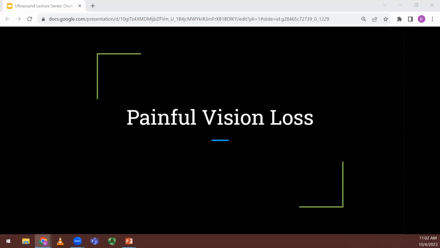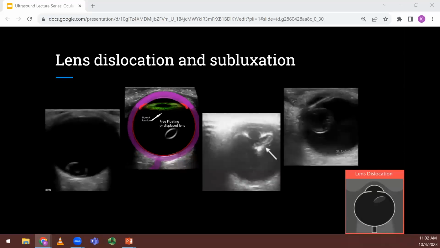Painful vision loss. So the first one is lens dislocation, which is usually going to happen in the setting of trauma. People are going to present with floaters, red eye, diplopia. On ultrasound, you're going to see this biconvex hyperechoic structure, and the lens can be anywhere in the eye.